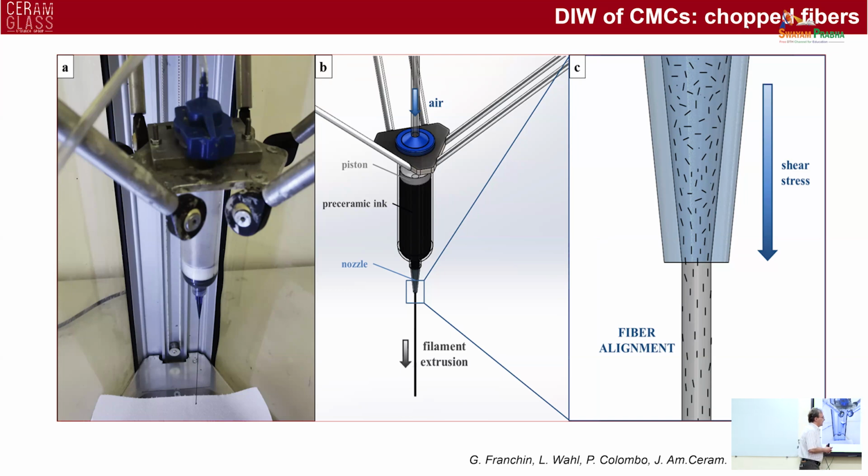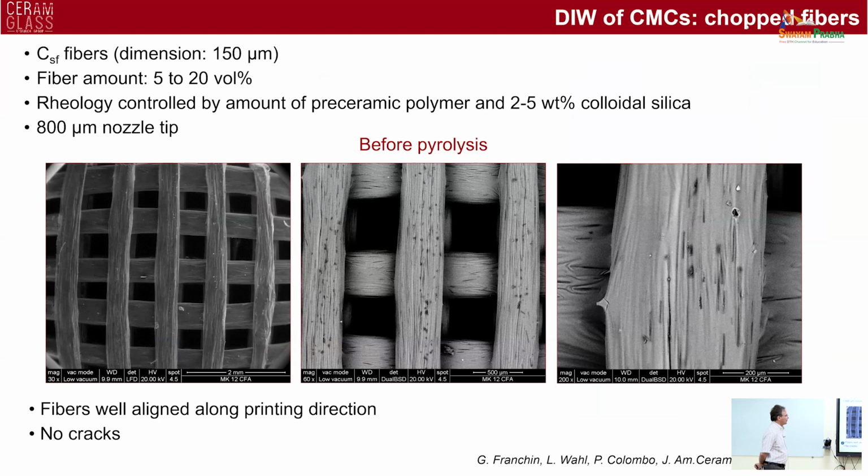And there is something interesting that happens in the nozzle when you have short fibers. The fibers get aligned by the shear stresses along the direction of the filament that has been extruded. So this provides additional benefits to the mechanical behavior of the material. We were actually the first ones to demonstrate that you can 3D print a ceramic polymer with chopped fibers and make a ceramic matrix 3D printed composite in this way.